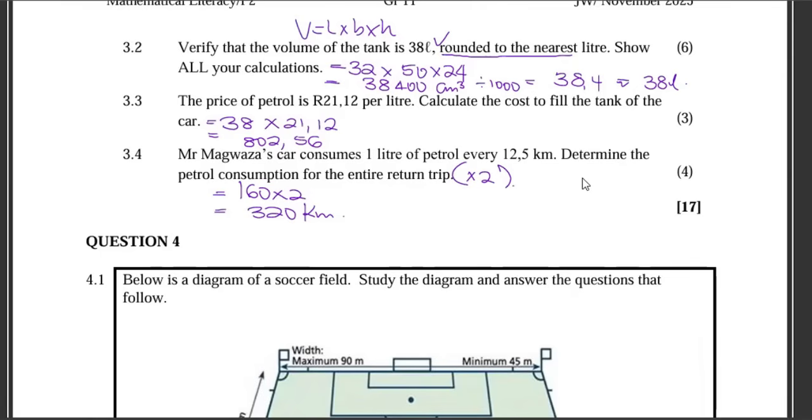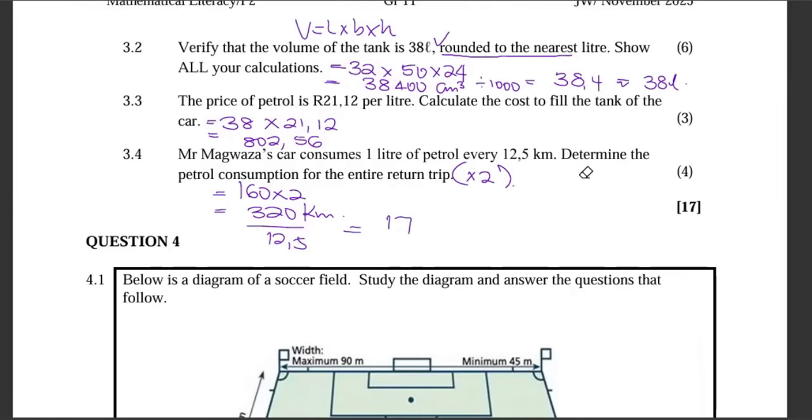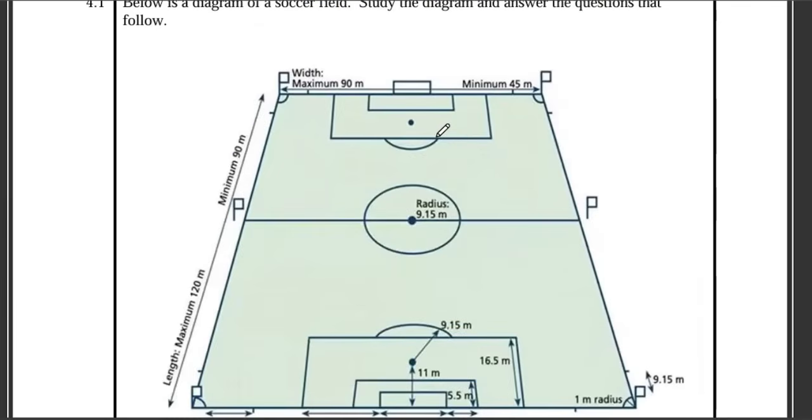So we are going to look for how much fuel do we need. So we shall divide this by 12.5. So the amount of fuel that we need is going to be 34.08. Okay, that marks the end of question number 3. Let's go to question number 4.